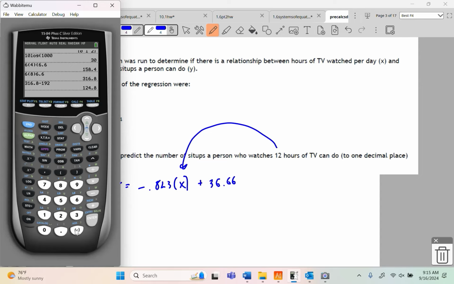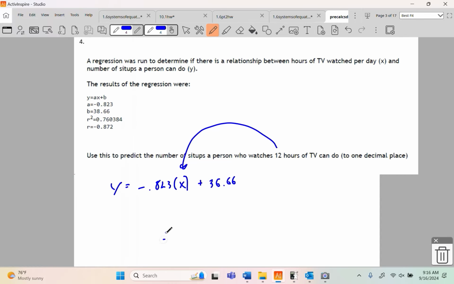What is this, the sit-up one? That's a lot of TV. Of course, that's been replaced by screen time on phones. 26.78, 1 decimal place, 26.8 sit-ups.